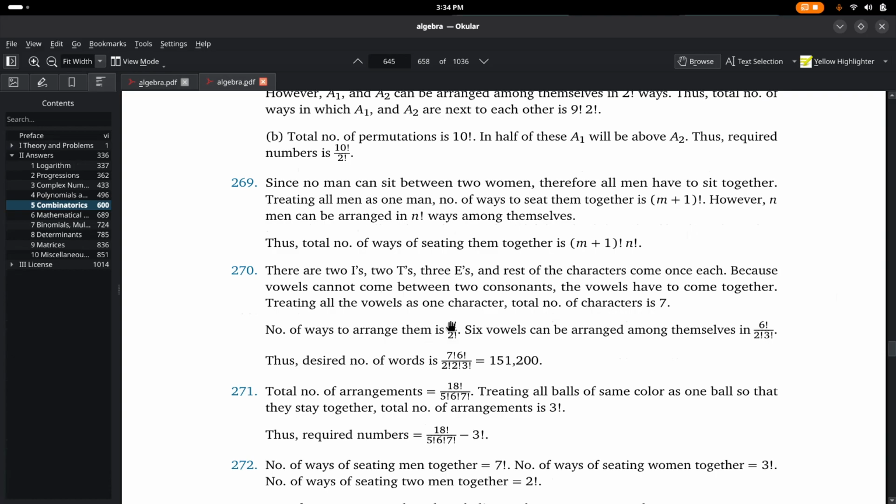So the total number of ways to arrange them is 7 factorial by 2 factorial, because 2 T's are here, so we have to divide by 2 factorial. Now 6 vowels can be arranged among themselves in 6 factorial by 2 factorial multiplied by 3 factorial, because we have 2 I's and 3 E's. So the desired number of words is 7 factorial multiplied by 6 factorial divided by 2 factorial multiplied by 2 factorial multiplied by 3 factorial, that is 151,200.